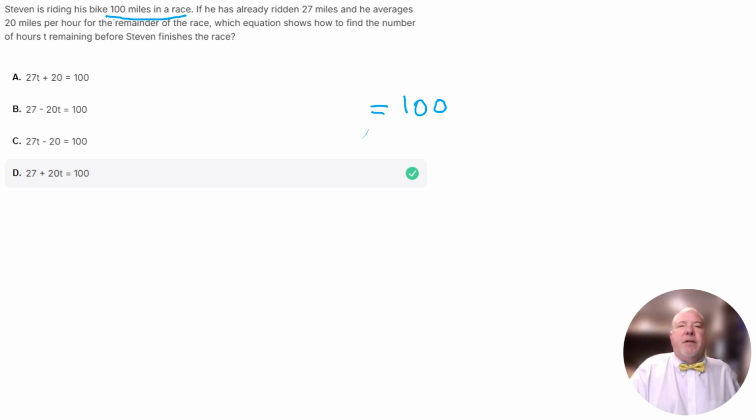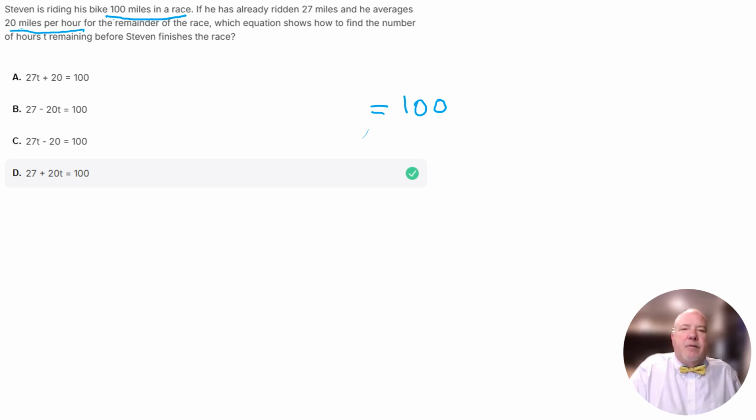So it says he's already ridden 27 miles and he averages 20 miles per hour. Now, this per hour is important. When you see this, that's a good indication that you're going to be multiplying. So you're going to be multiplying the 20 times the number of hours, which is our t value. So that's going to be 20t, and this is just 27 miles.